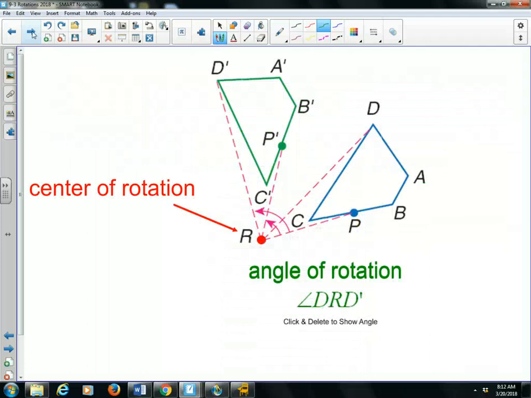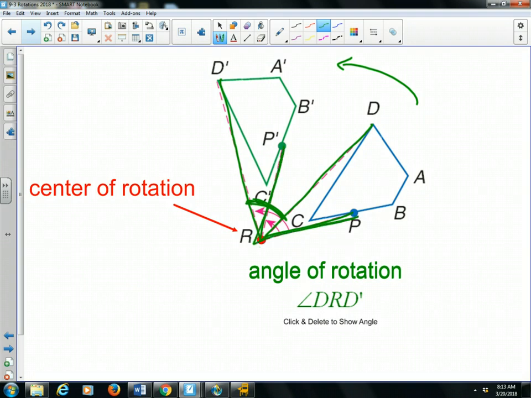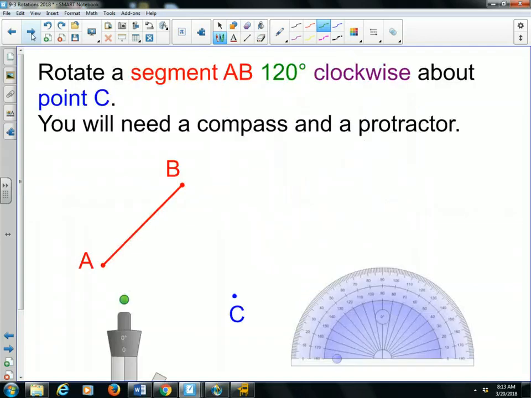I have another example up here just to reiterate it. I have quadrilateral ABCD. This time it is rotated counterclockwise to quadrilateral A prime, B prime, C prime, D prime. It's rotated about point R, so we would call R the center of rotation, and the angle of rotation would be something like 40 degrees counterclockwise. Whatever the angle is from D to D prime, this angle right here, or point P to point P prime, that angle is going to be congruent because they're all rotated the same number of degrees. We'll do this one in class together.